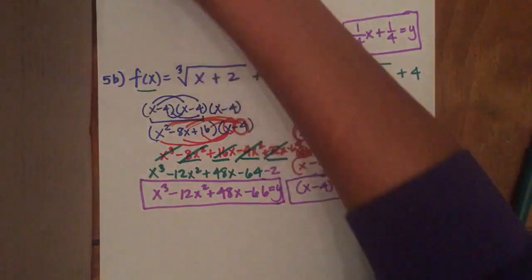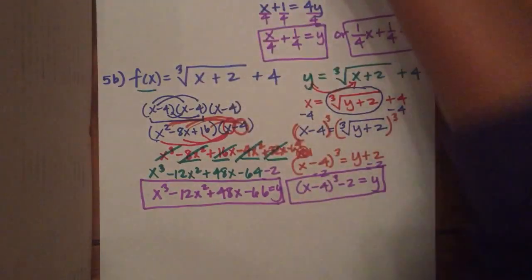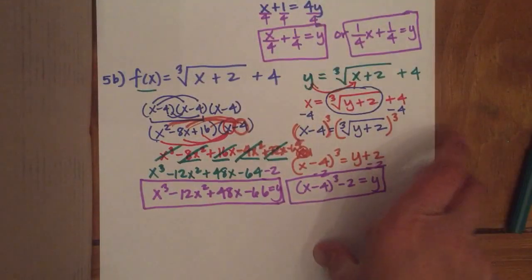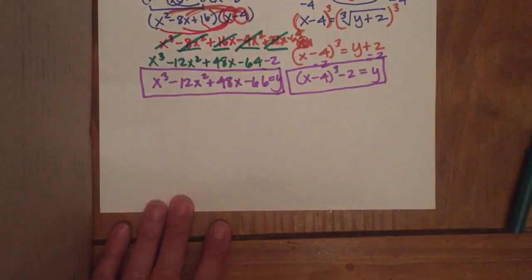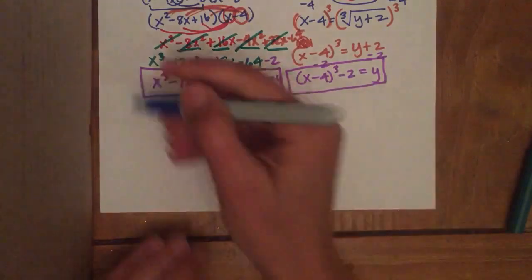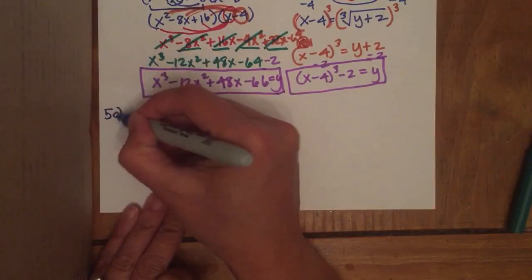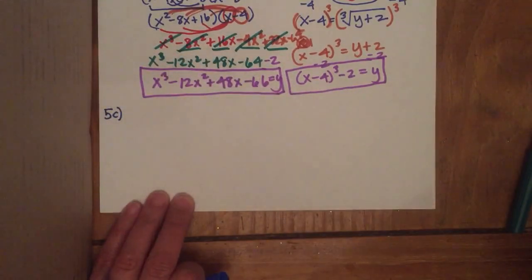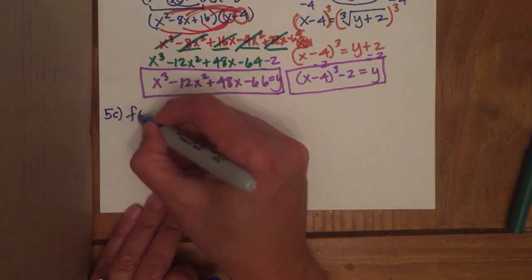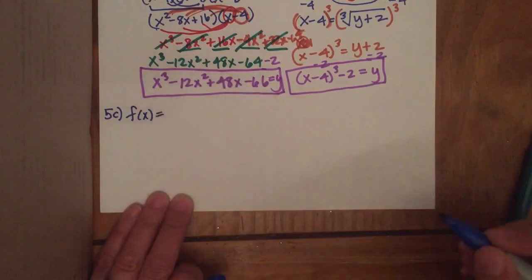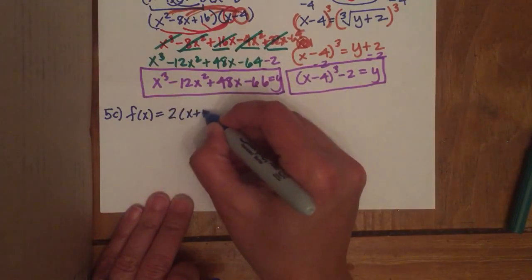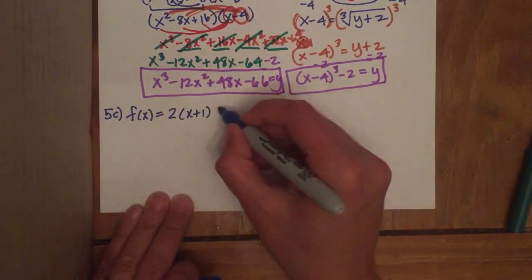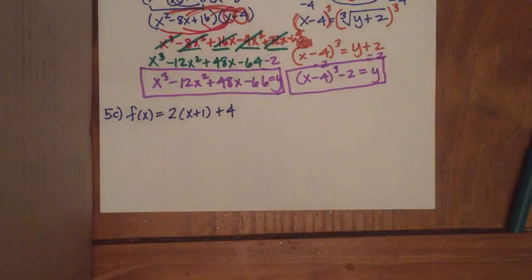So let's look at the last one that we have, which is 5c. Go ahead and slide this up a little bit. And we'll look at 5c. Use the Sharpies a little bit better. So for 5c, we have f of x equals 2 times x plus 1 plus 4. And again, we're finding the inverse of the function.